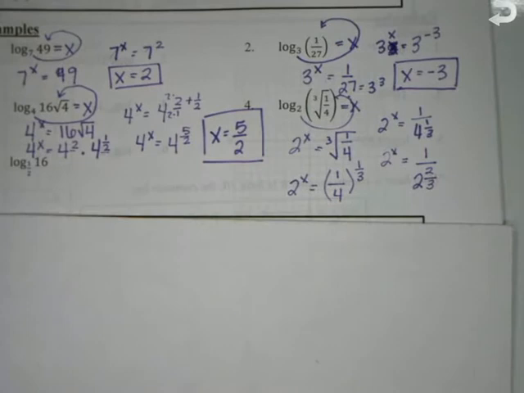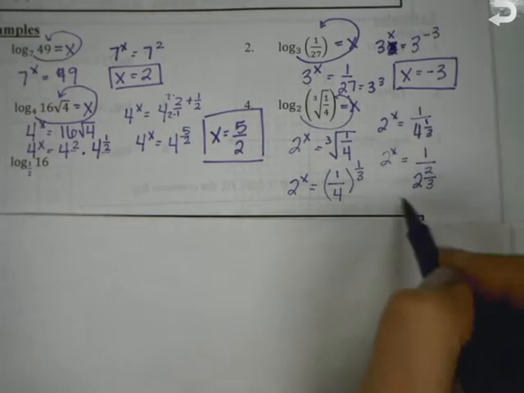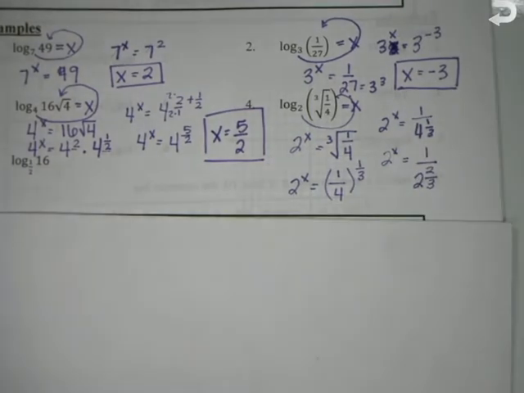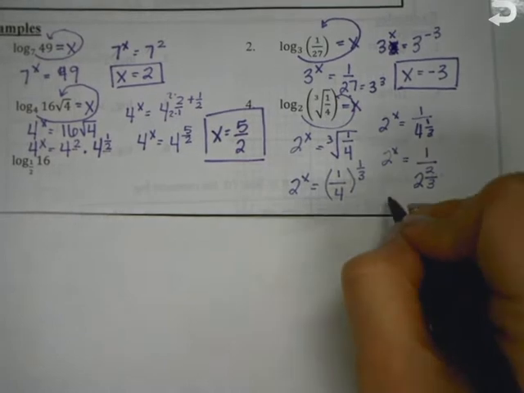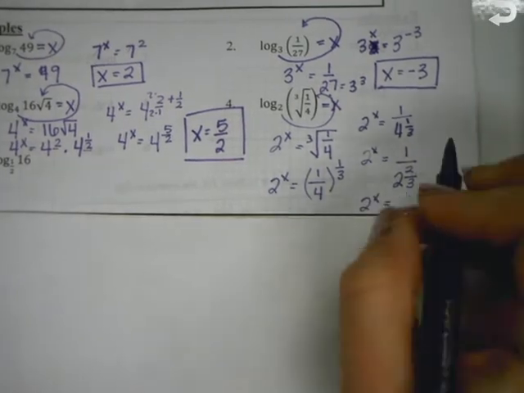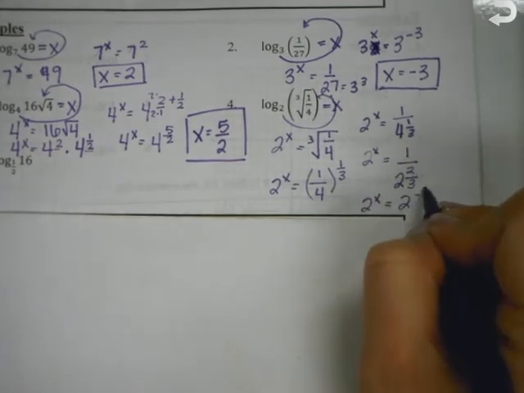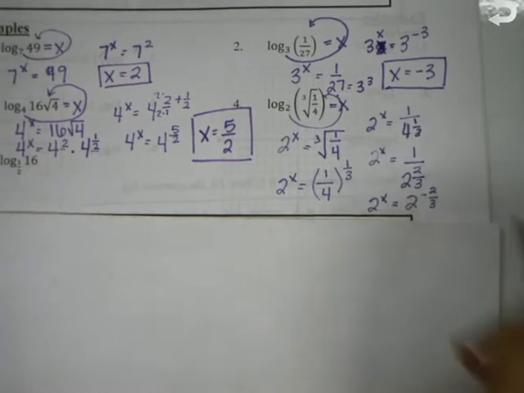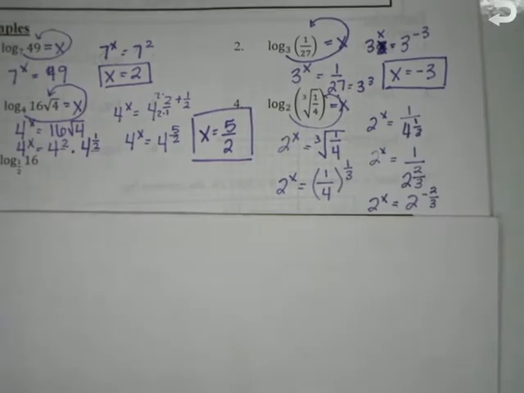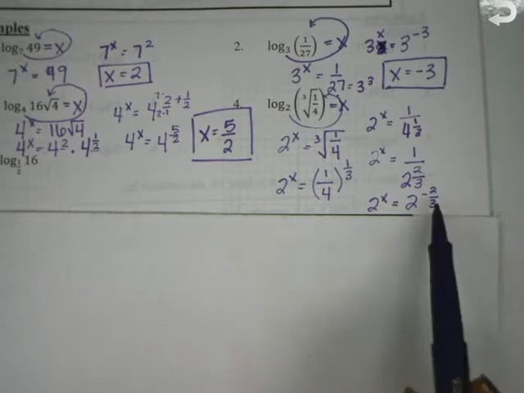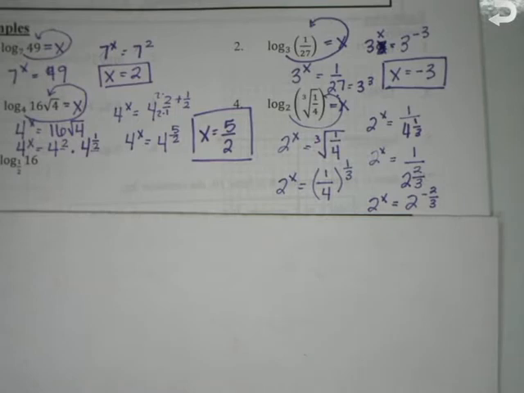Okay, now to get the 2 up top, what do I need to do? Make it negative. So this is 2 to the x equals 2 to the negative 2 over 3. That exponent does not flip, just the base flips. The exponent only just becomes negative. Okay, so then x equals what? Negative 2/3.